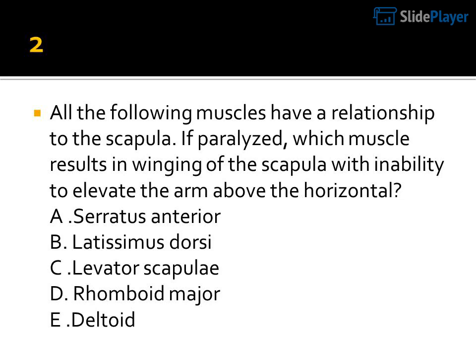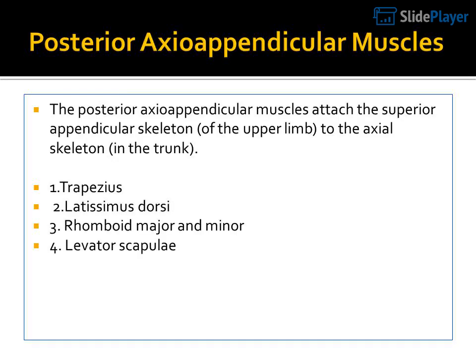A. Serratus anterior, B. Latissimus dorsi, C. Levator scapulae, D. Rhomboid major, E. Deltoid. Posterior axioappendicular muscles. The posterior axioappendicular muscles attach the superior appendicular skeleton of the upper limb to the axial skeleton in the trunk. 1. Trapezius. 2. Latissimus dorsi. 3. Rhomboid major and minor.